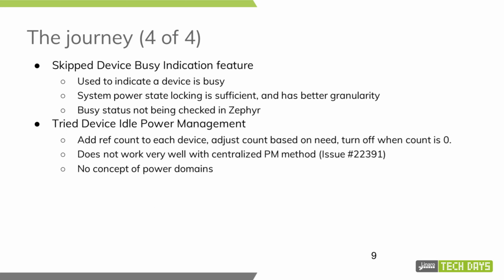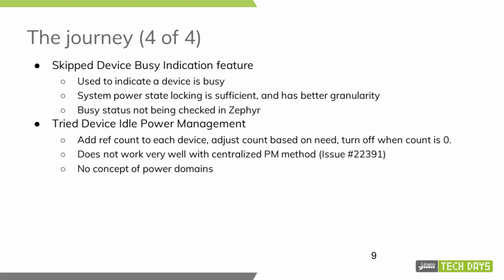So here are the two features that I skipped. There's this device-based indication under device power management, and that's used to indicate that the device is busy. This is pretty much very similar to the power state locking mechanism. I found it to be actually more useful because it has the ability to specify, okay, I don't want a specific sleep state. I don't want standby mode, so I can say just lock out standby mode, which this feature doesn't have the ability to do.